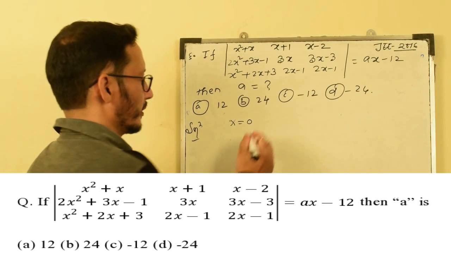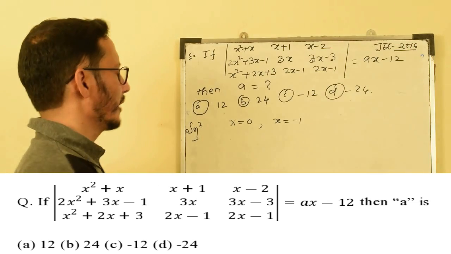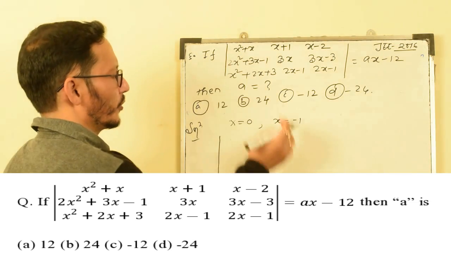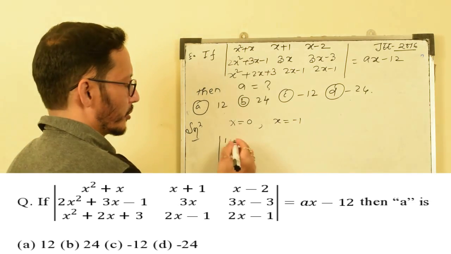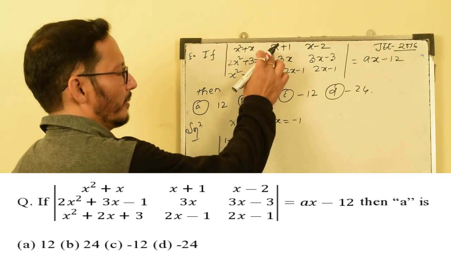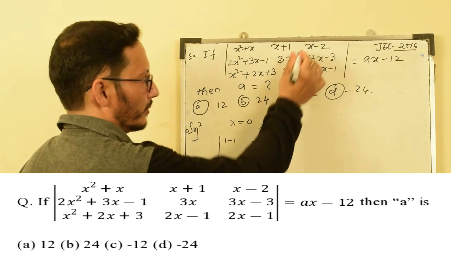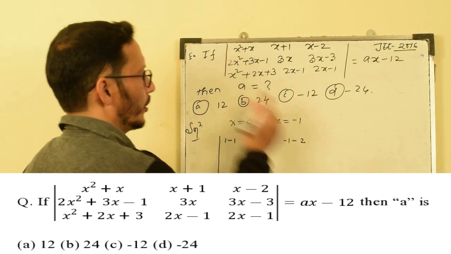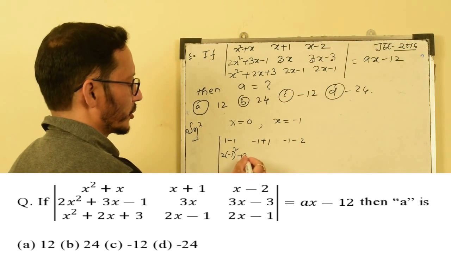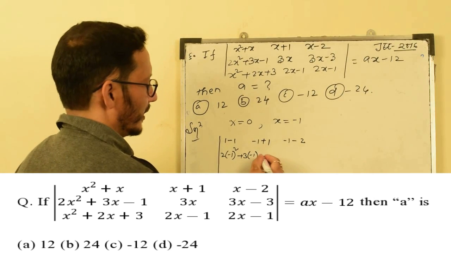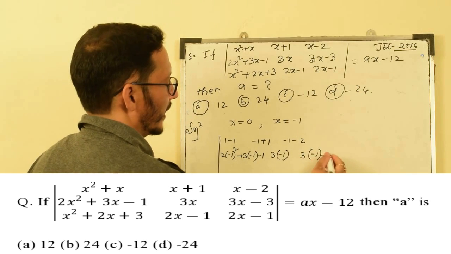So that's why we consider x equal to minus 1. Let's see what will happen. In place of x you put minus 1. Minus 1 whole square will be plus 1, and x means minus 1, so minus. In place of x you put minus 1 plus 1. Again x will be minus 1 minus 2, so again 2. In place of x you put minus 1 whole square plus 3 into minus 1, which is minus 3.